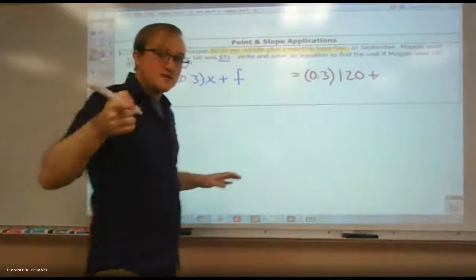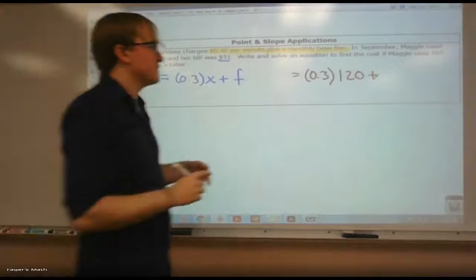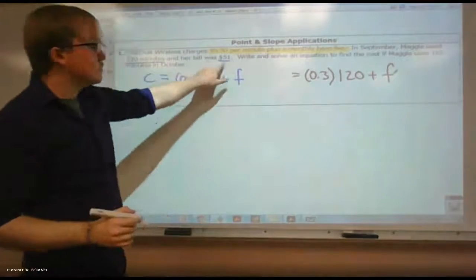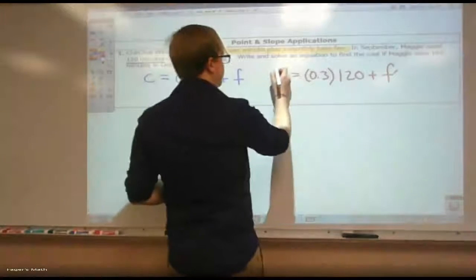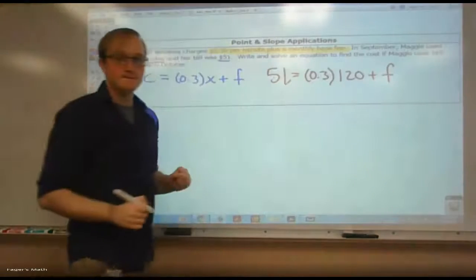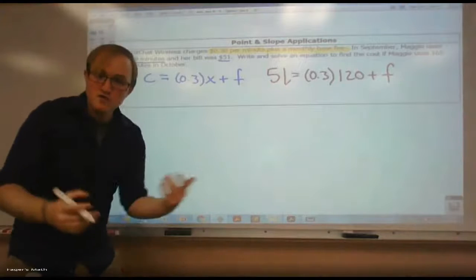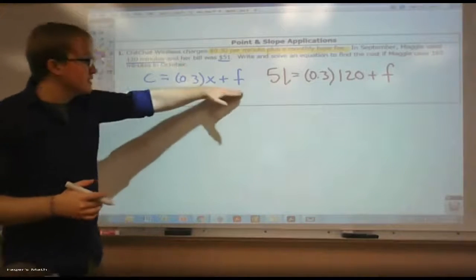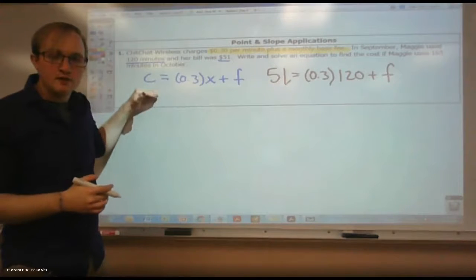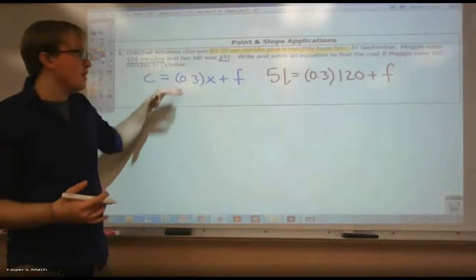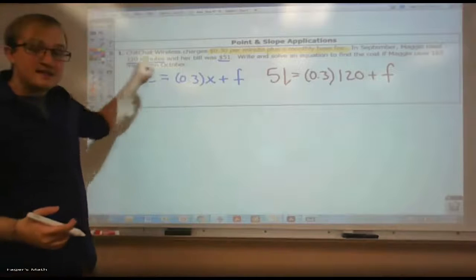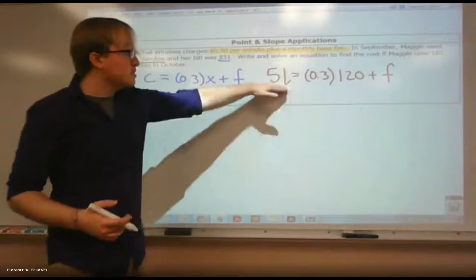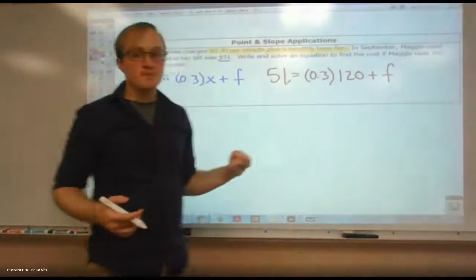We don't know what that base fee is yet, so we have to solve for the base fee first. So F, and they tell us that her cost was 51. All right? So far, our steps, just to reiterate: we pulled the important information out and we formulated a general blank formula that looks like y = mx + b, right? Now we take a specific example and we plug it into what we know. Well, we know how much it costs her, and we know how many minutes there are.